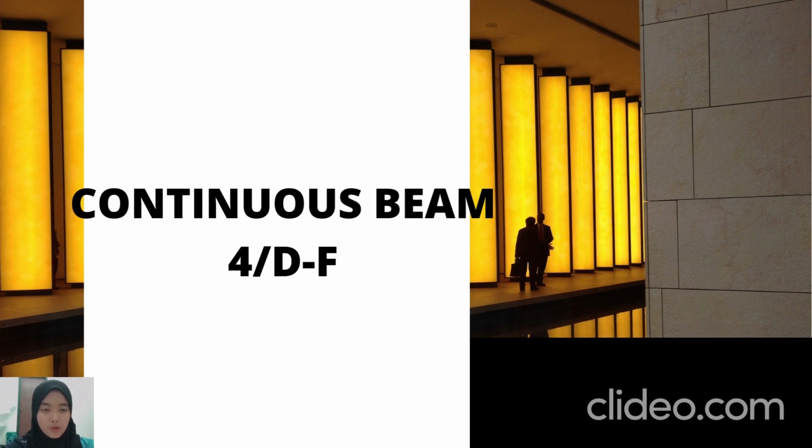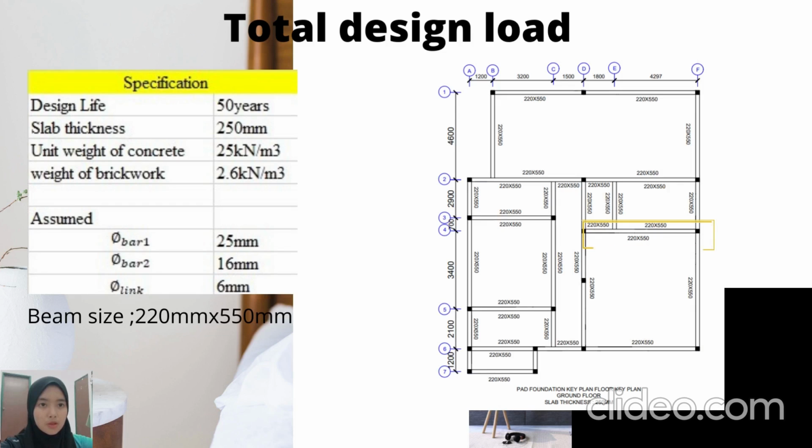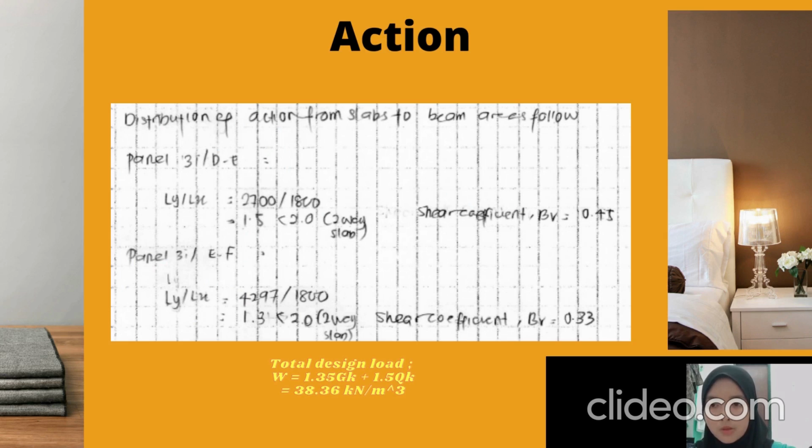Next calculation is continuous beam, which is beam 4 from D to F. Weight of brickwork is 2.6 kN per meter cube. W is equal to 38.36 kN per meter cube.